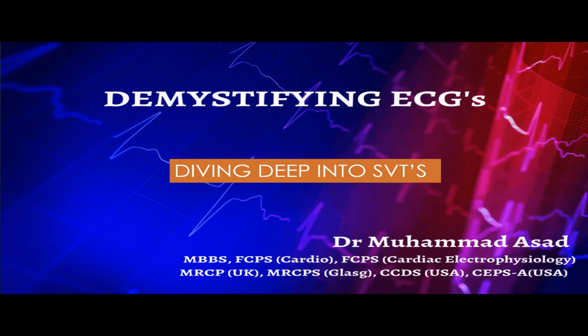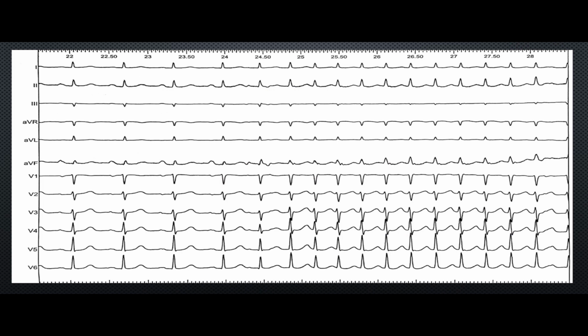Hello viewers, today we will be discussing supraventricular tachycardias, and since these are commonly seen in clinical practice, we will learn about a few parameters and features which can lead us to the diagnosis of one of the supraventricular tachycardias. We know that there are three types of supraventricular tachycardias, or SVTs, seen in clinical practice, and these are the AVNRT, the AVRT, and the AT.